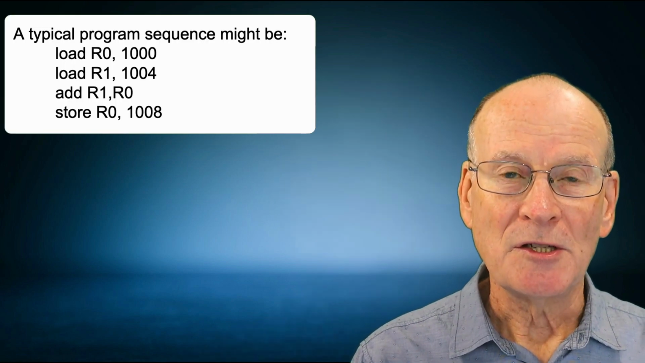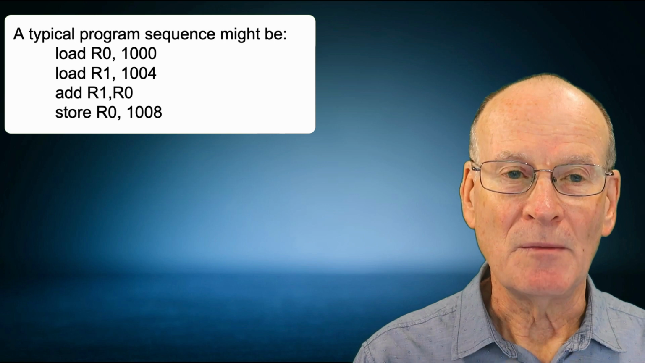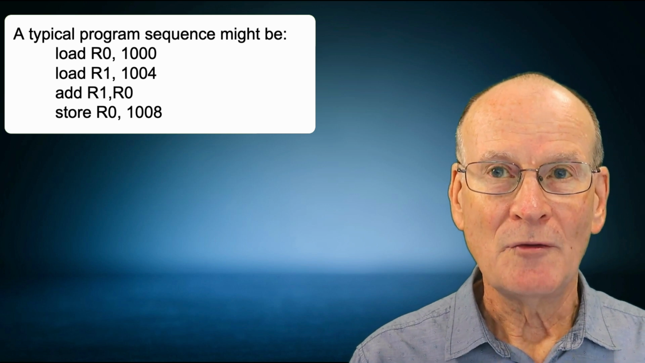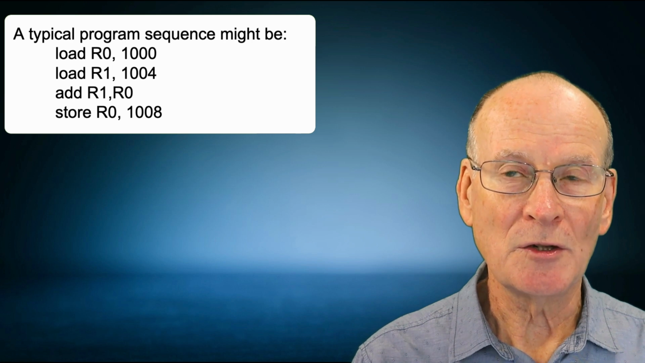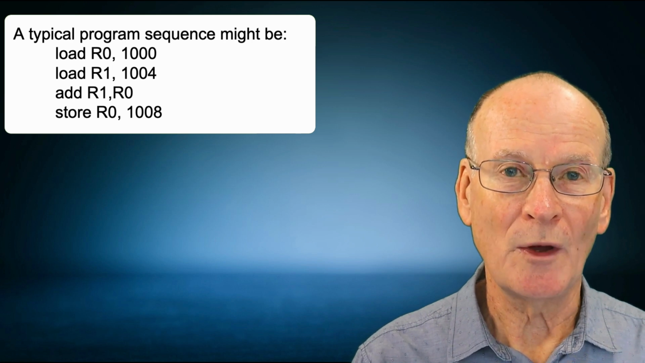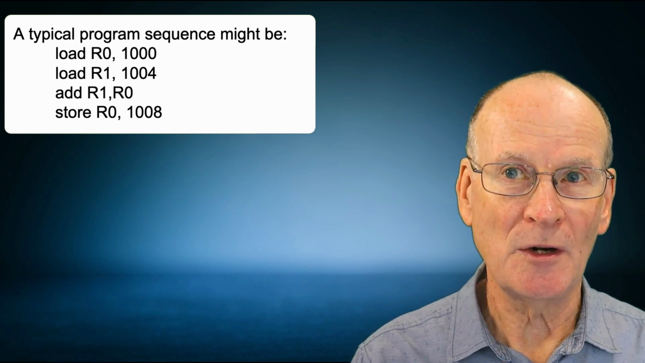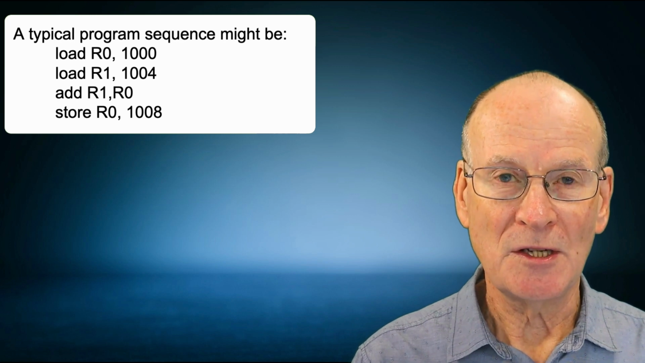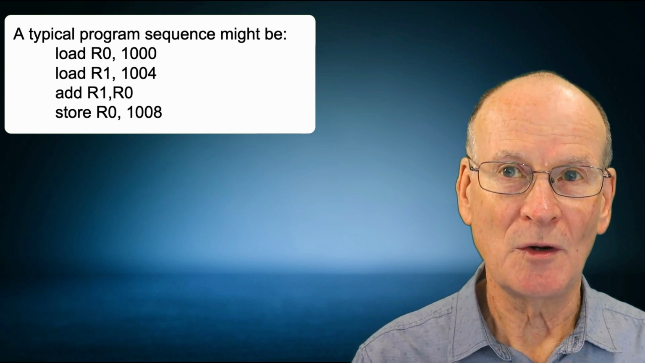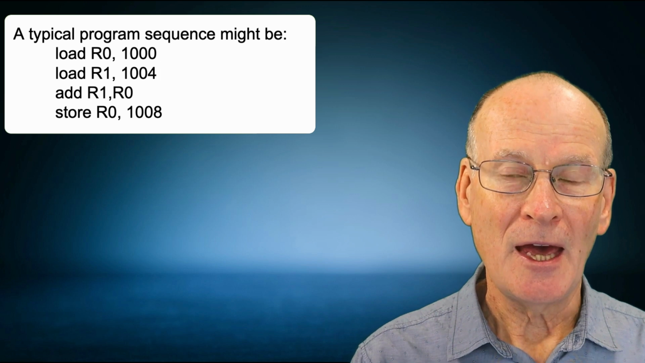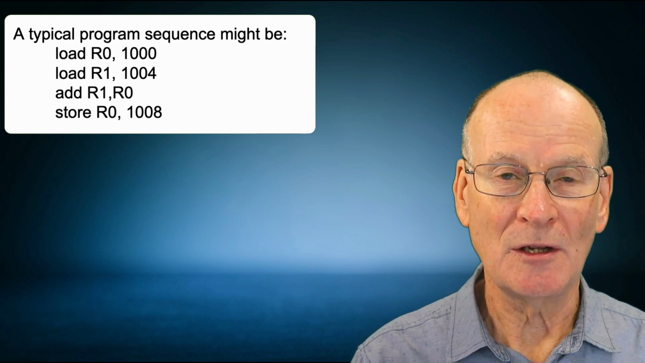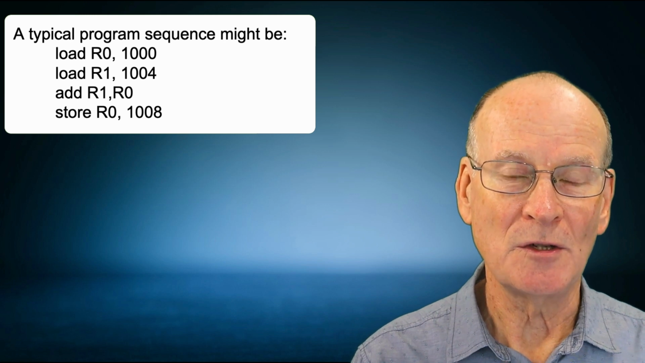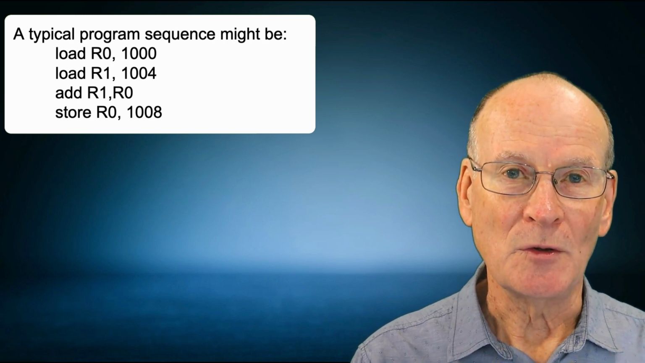So, just looking at a typical sequence of instructions that might involve registers, here we've got a load instruction that loads the contents of location or address 1000 into register R0. Then it loads the contents of location 1004 into R1, adds R1 to R0, and then stores R0 into location 1008. Now, I made a few assumptions here.